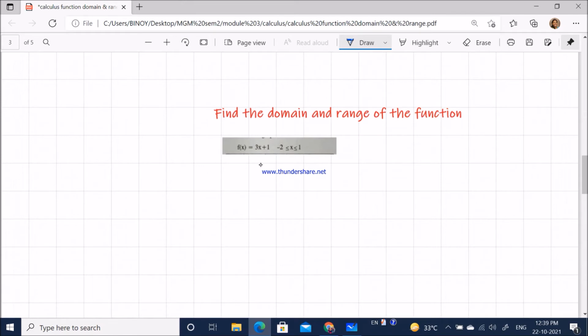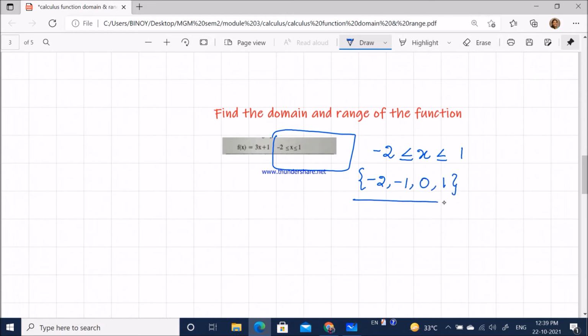Now we are given a function f of x is 3x plus 1 and the corresponding x values are given over here. So the value of x is ranging from minus 2 less than or equal to x less than or equal to 1, which means that the value of x will be minus 2, minus 1, 0 and 1. So these are the corresponding values of x. So we have a function f of x, that is 3x plus 1, and we need to substitute the value of x as minus 2, minus 1, 0 and 1.